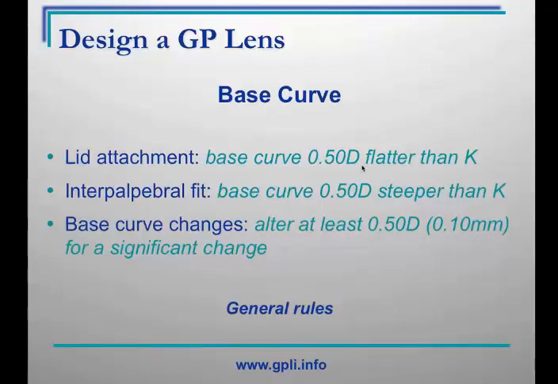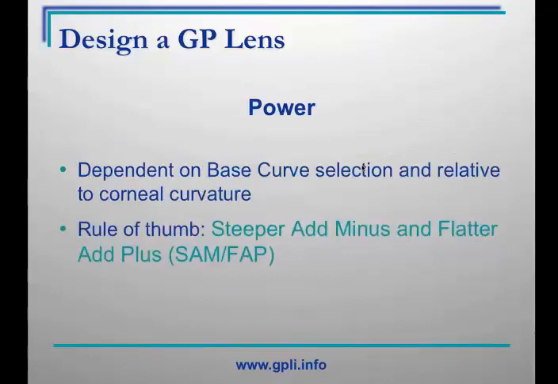But what about power? Well, lens power is dependent upon the base curve selection and how it relates to corneal curvature. Remember the rules of thumb. If you go steep, add minus. If you go flat, add plus, or as we like to call it, SAM-FAP. This all depends basically on two factors. The spherical refractive value at the corneal plane.